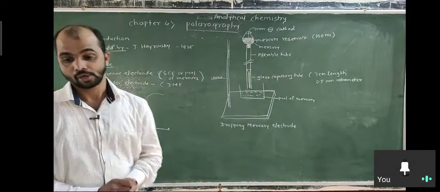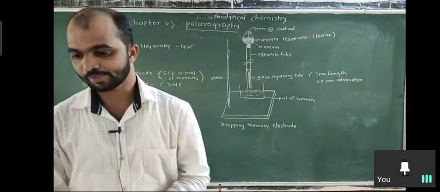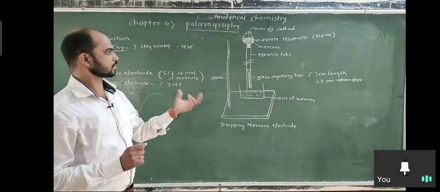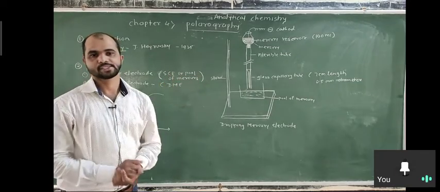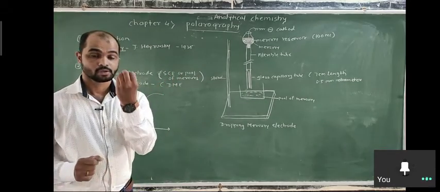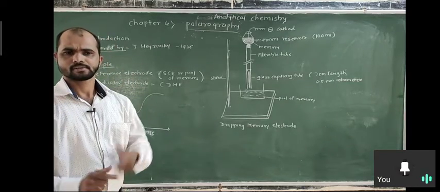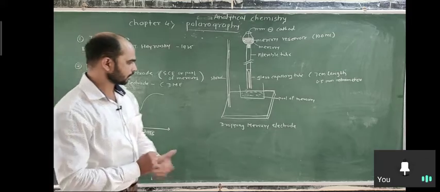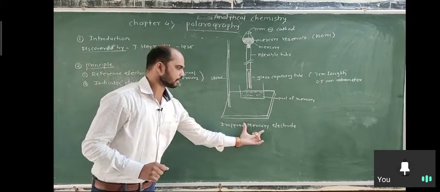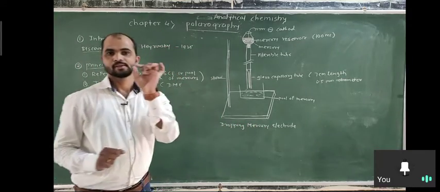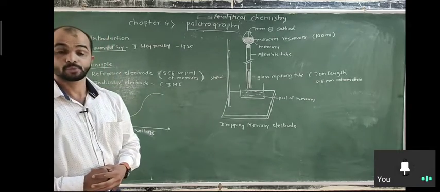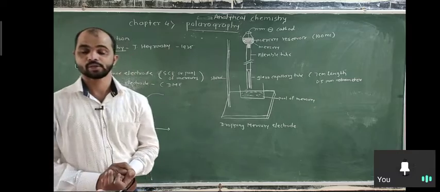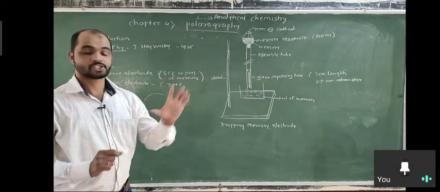These are the macro electrodes because their surface area is large and they are non-polarizable. But the electrode which has a smaller surface area is a micro electrode, and it is easily polarizable. That means here we use the dropping mercury electrode as a micro electrode, and we use the pool of mercury or the saturated calomel electrode as the larger surface area electrode.